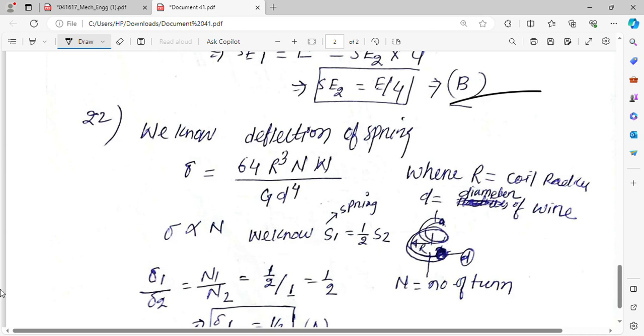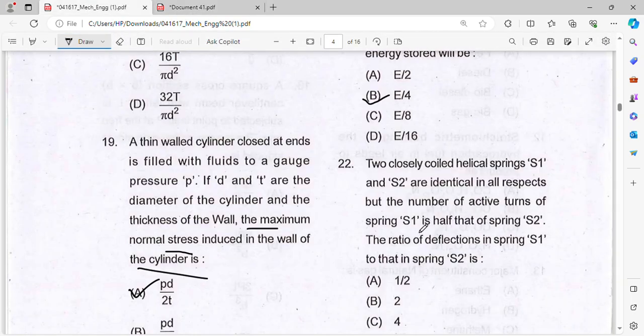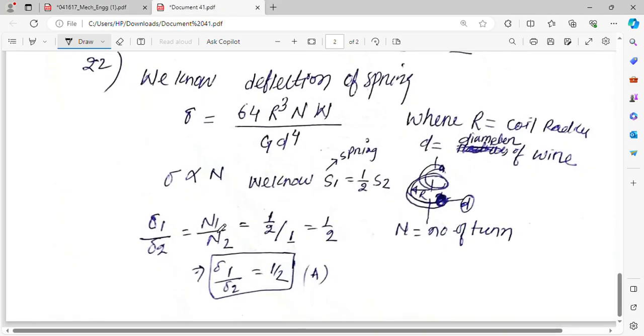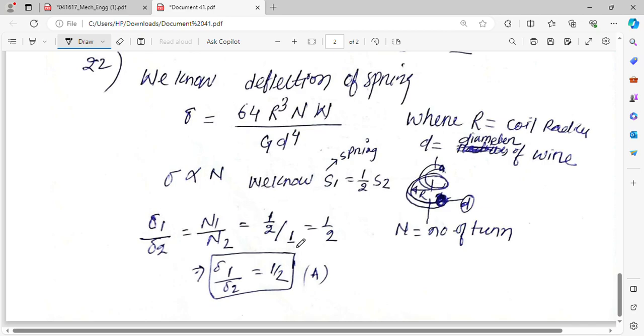In the formula, the deflection of the spring is directly proportional to the number of active coils. From the question, the number of coils in S1 is half of that in S2. So N1 is equal to half of N2. Deflection 1 divided by deflection 2 is equal to half divided by 1, which is half. So deflection will be decreased by half. So option A will be the correct answer.